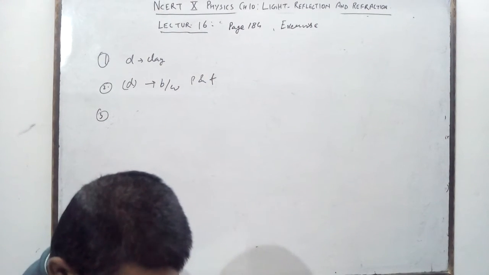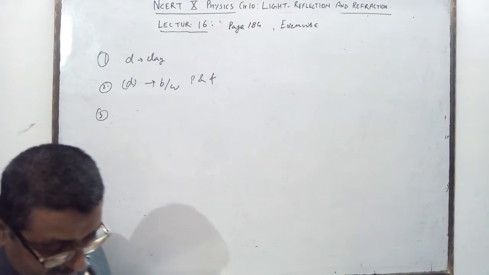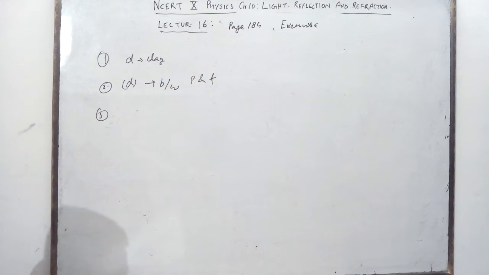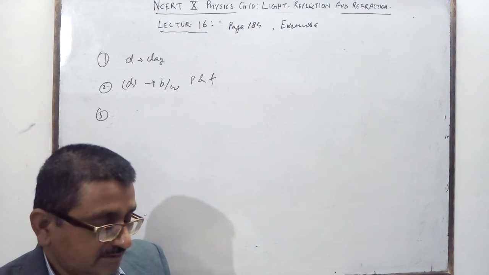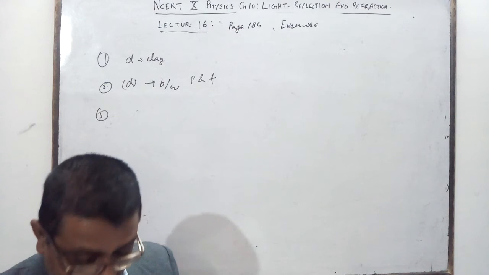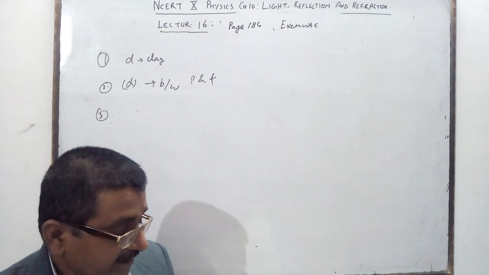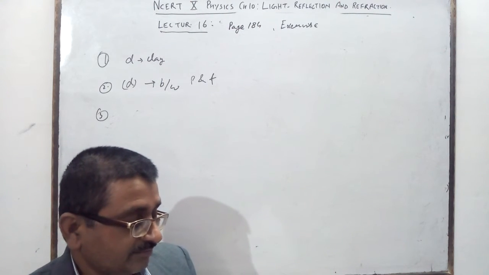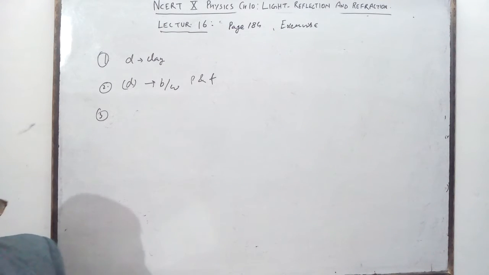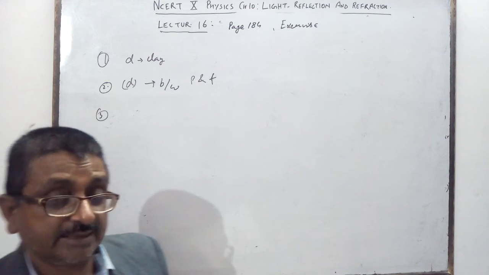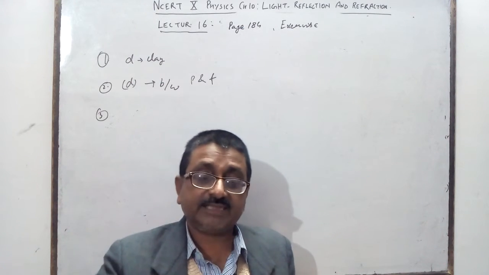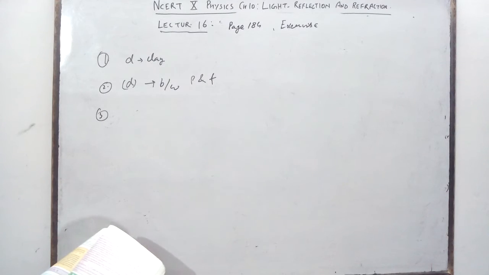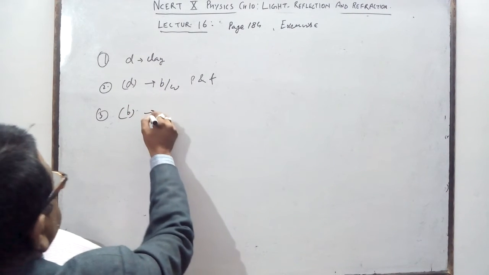Question number 3. Where should the object be placed in front of a convex lens to get a real image of the size of the object? It will be at twice the focal length, 2F1, which is at C. When the object is at 2F1, you get the same size image at 2F2. So B is the correct answer.